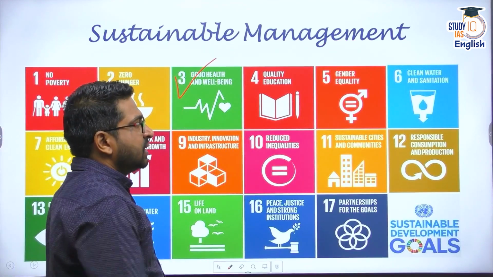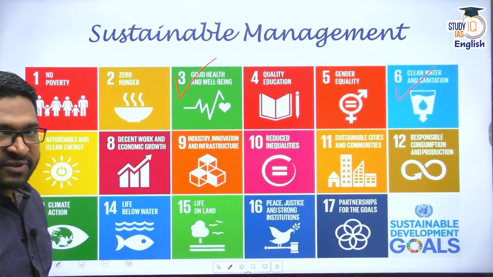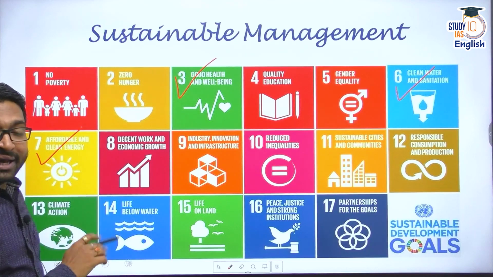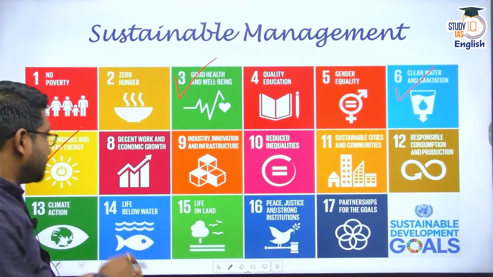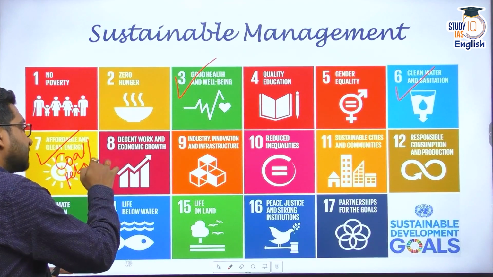Good health and well-being is one of the sustainable development targets. By 2030, ensure this is achieved. Clean water and sanitation is another sustainable development goal. We have affordable and clean energy. If we go for renewable energy, then the pressure on coal and petroleum would be lower.